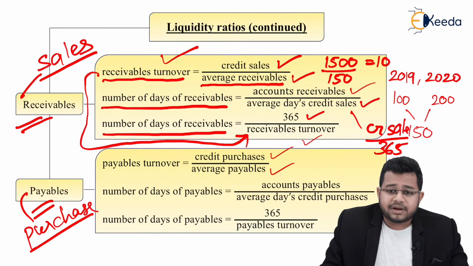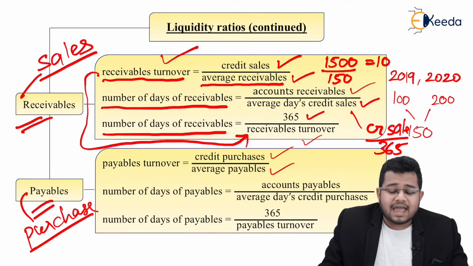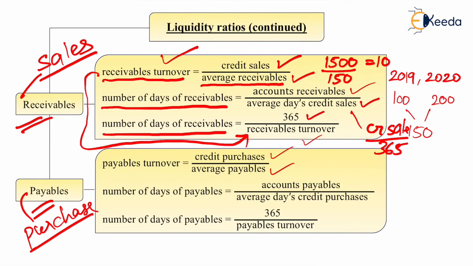Now how can we interpret this? Payables turnover is nothing but the number of times payables were created and paid off. Next, number of days of payables will be accounts payables upon average days credit purchases. If you notice, above, number of days of receivables was accounts receivable divided by average days credit sales. Here it would be accounts payable upon average days credit purchases.